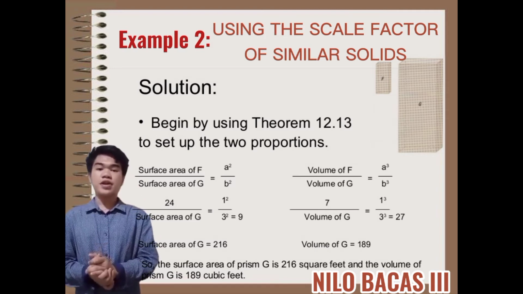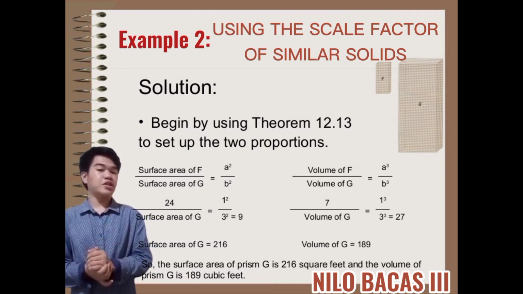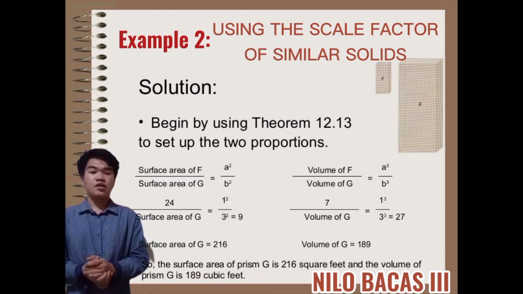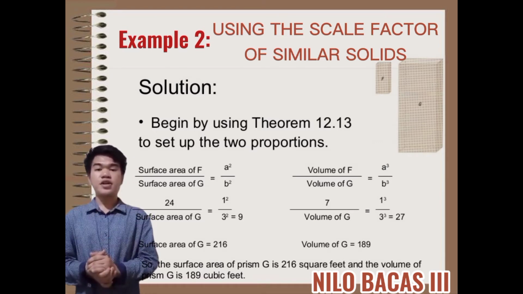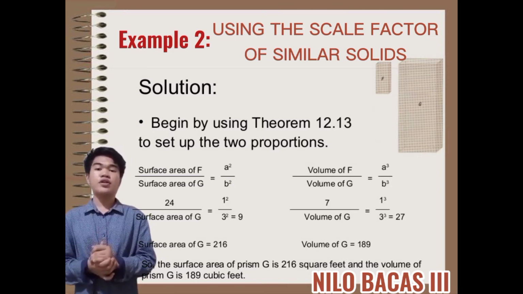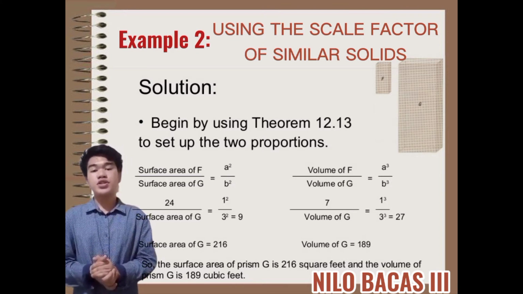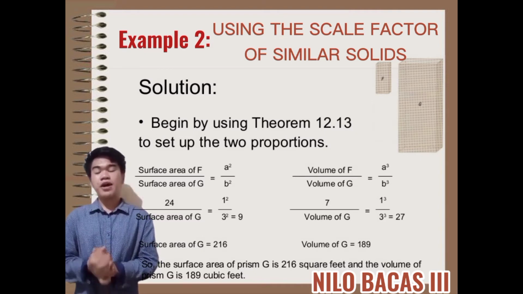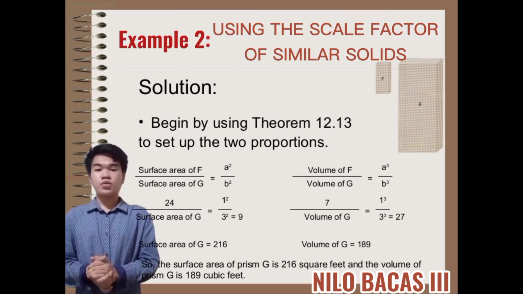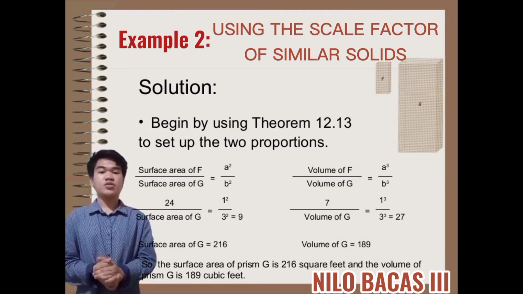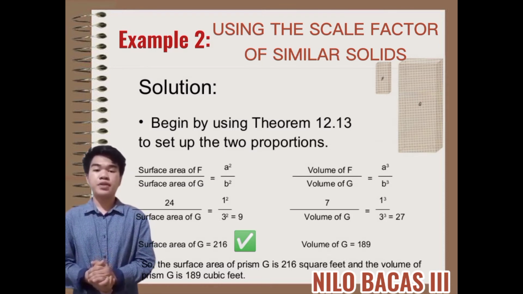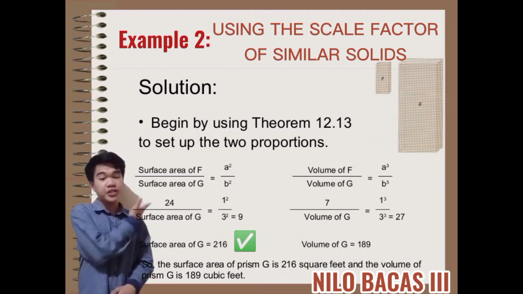The surface area of F over the surface area of G is equal to A squared over B squared. 24 over the surface area of G is equal to 1 squared over 3 squared, which is 1/9. Now, we cross multiply. 24 times 9 is equal to 216. Therefore, the surface area of prism G is equal to 216 square feet.